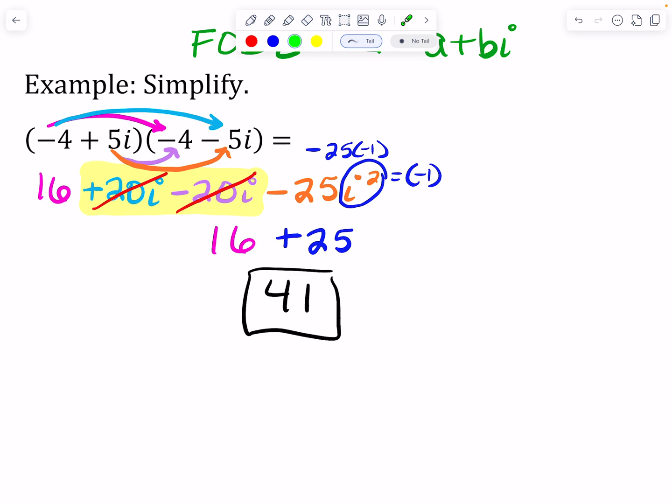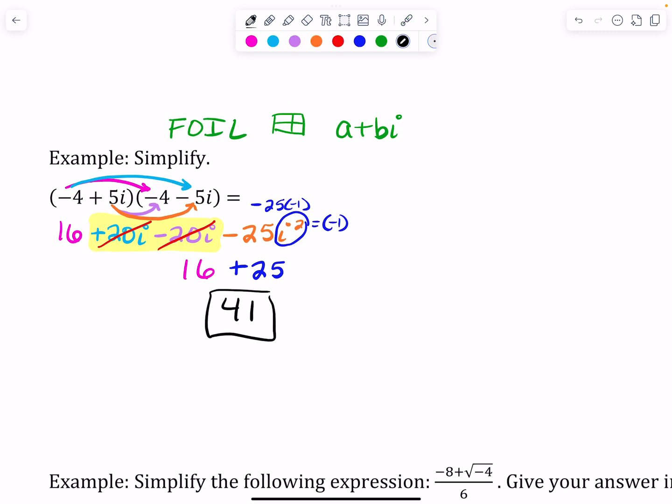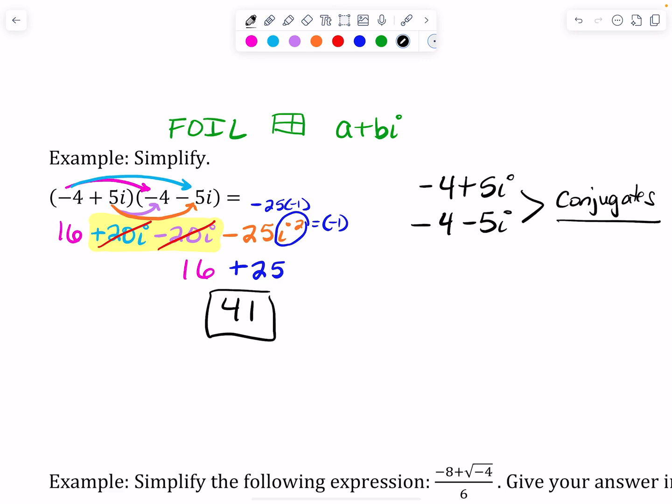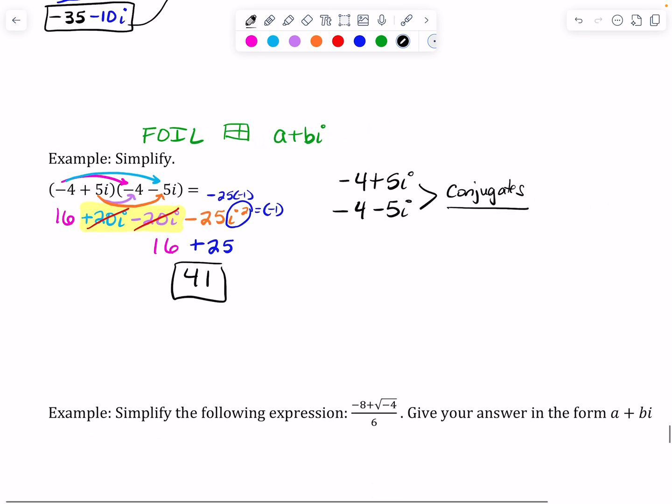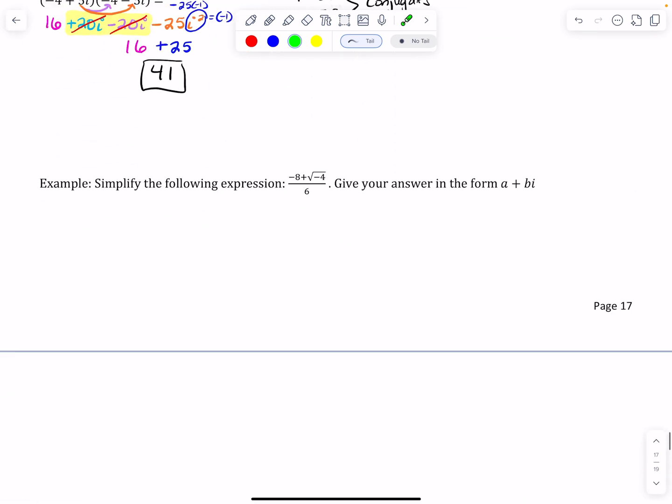Now, we did briefly talk about what a conjugate is. If you look at this question, it is -4 plus 5i and -4 minus 5i, which those are called conjugates. Remember, a conjugate is when you change the middle sign. Okay? So this last one says, simplify the following expression. Give your answer in the form a plus bi.